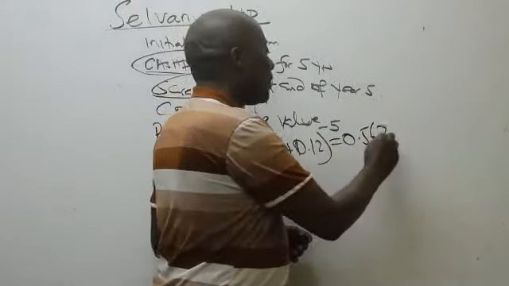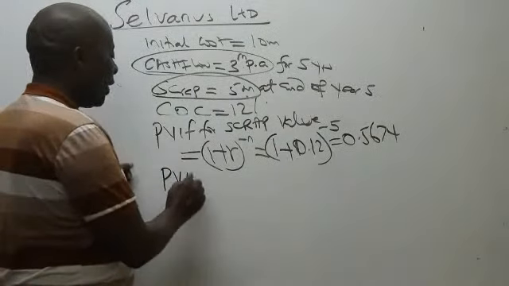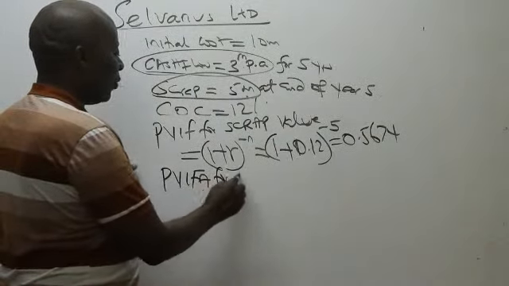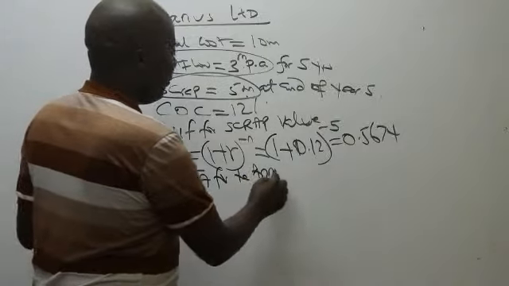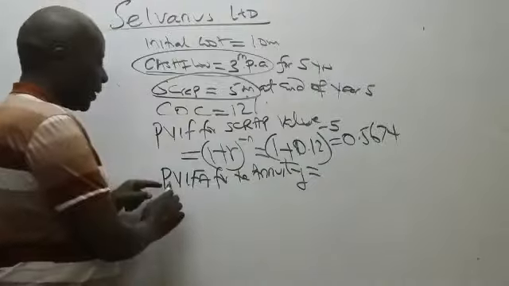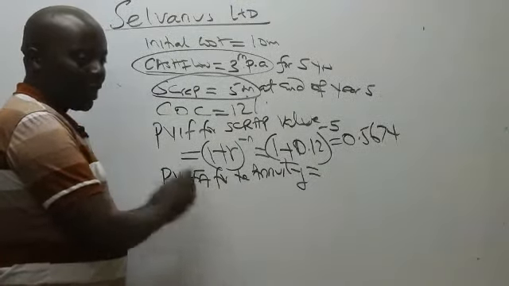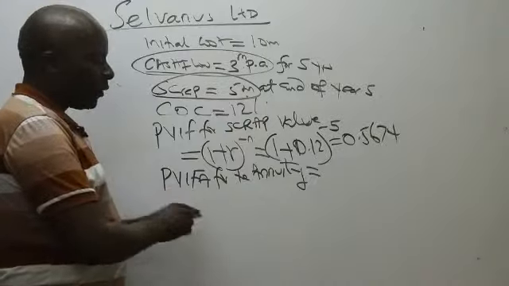0.5674. And then now we have PVFA for the annuity. You know, it's the present value interest factor of an annuity. So PVFA for the annuity.